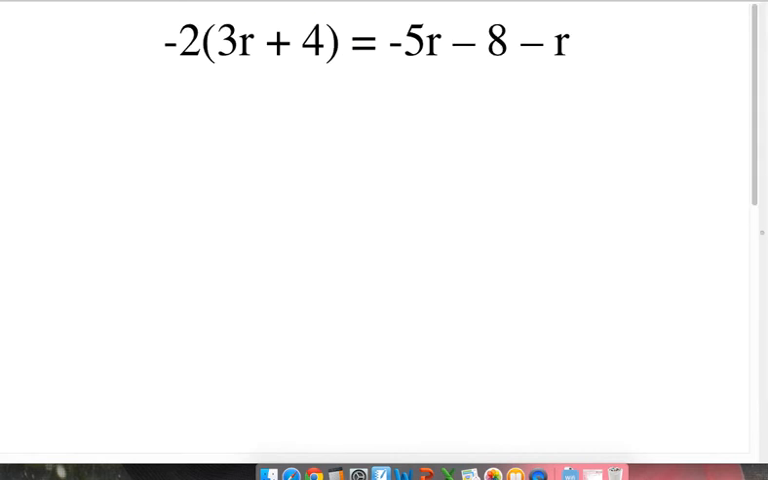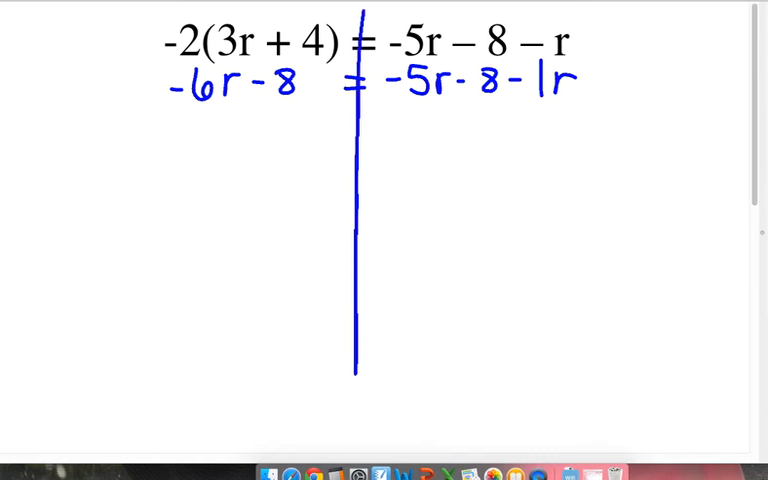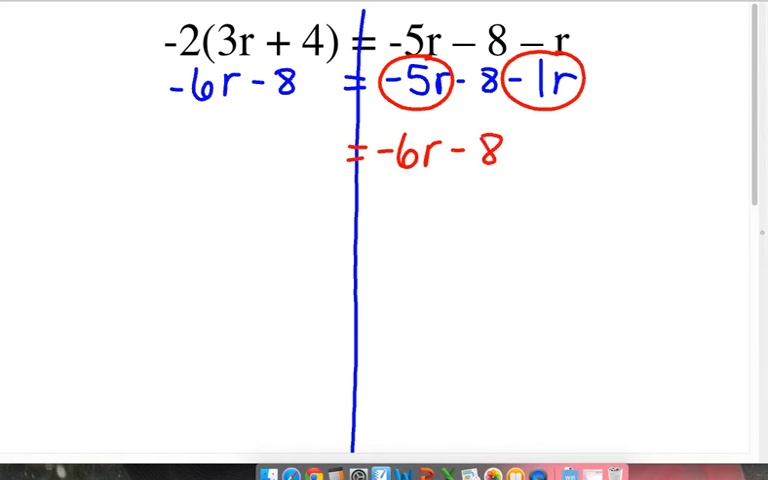Oh, holy cow, look at all this distributive property here. Let's distribute that -2. Okay, I look at the left side, nothing to do on the left. I look at the right side, I have a -5r right here. That can be combined with this -1r. Let's just put our like terms together. That gives me -6r minus 8 on the right. And on the left, -6r minus 8.